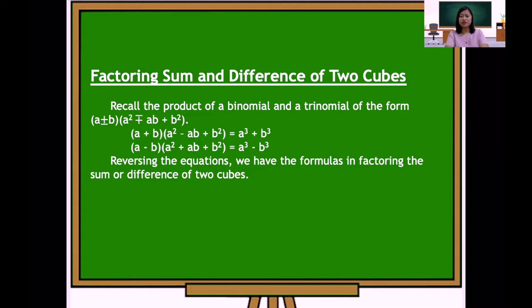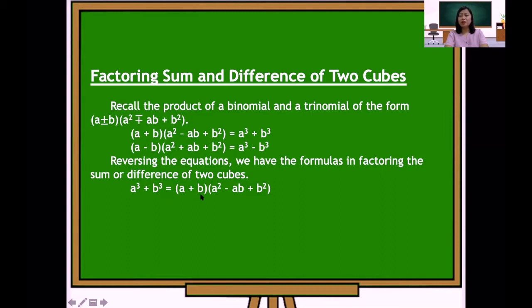Reversing the equations, we have the formulas for factoring the sum or difference of two cubes. A cubed plus b cubed, the factors are a plus b and a squared minus ab plus b squared. To get the binomial factor, we get the cube root of a cubed. We have a. This is plus, so this is also plus. Cube root of b cubed is b.